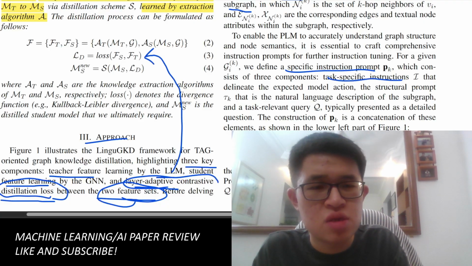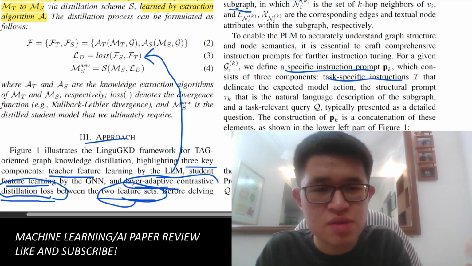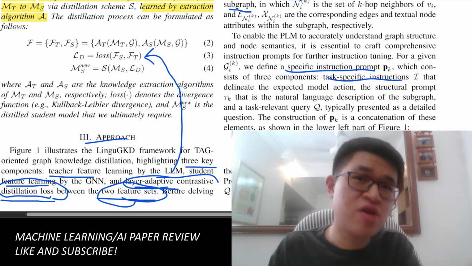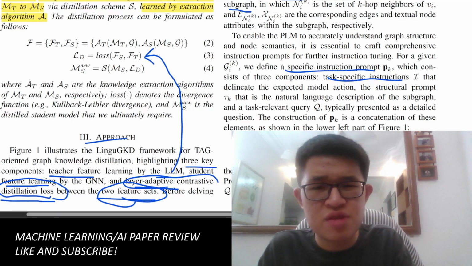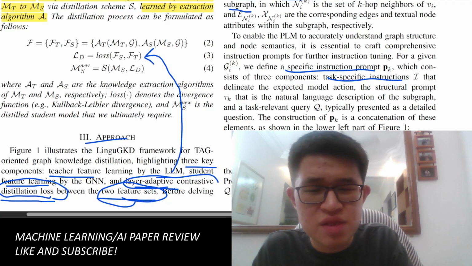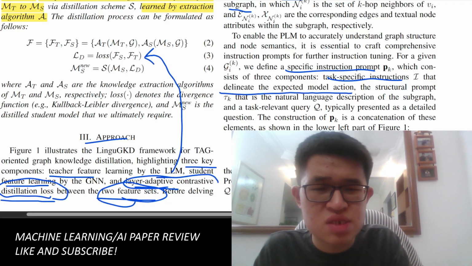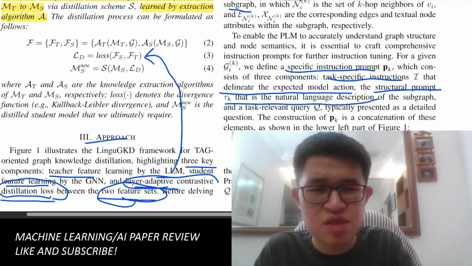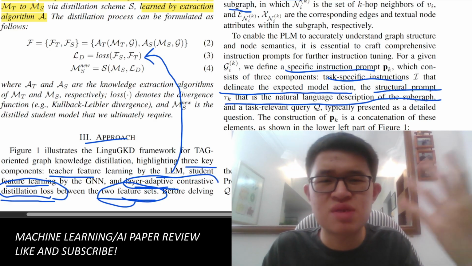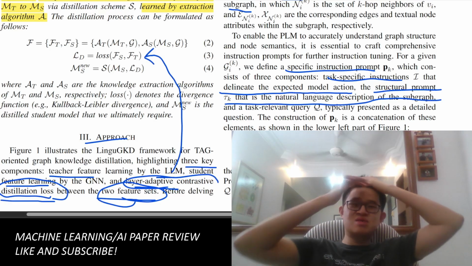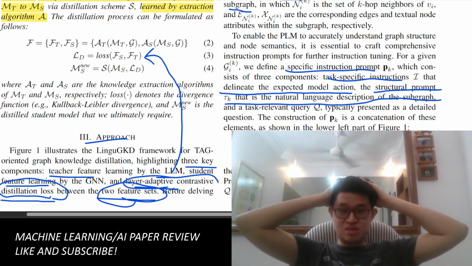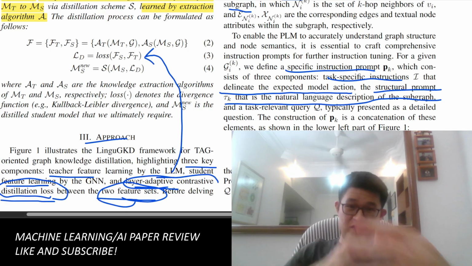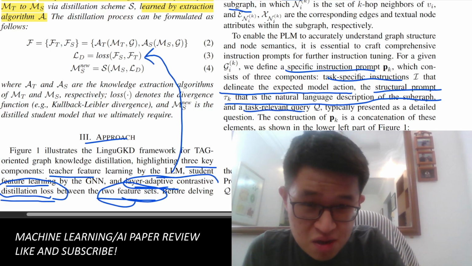contains 3 different types of components. Task-specific instructions that delineate the expected model action, the structural prompt, that is the natural language description of the subgraph, and the task relevant query. All right, I think I kind of understand it now.